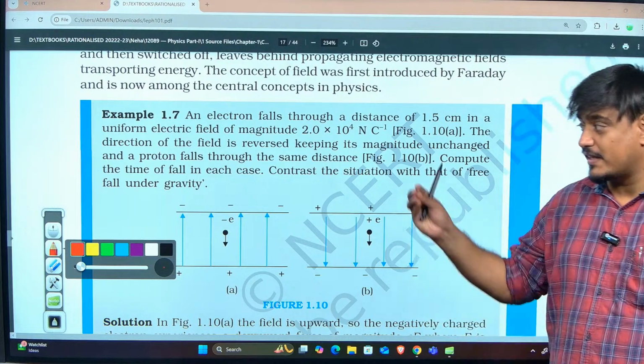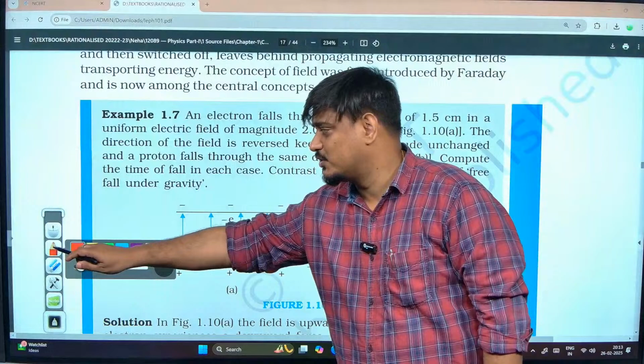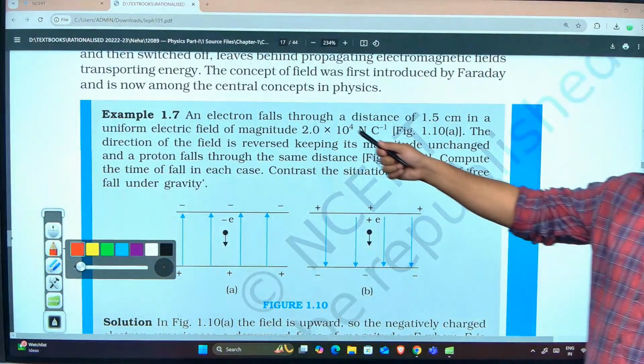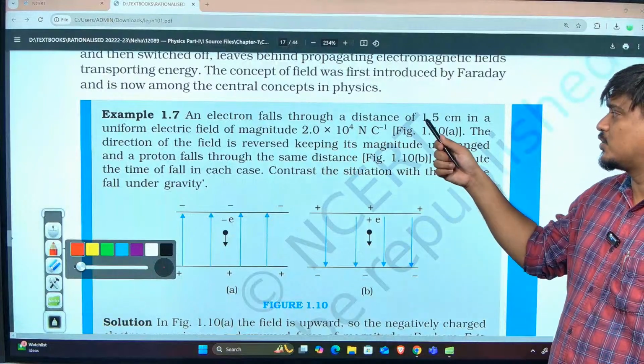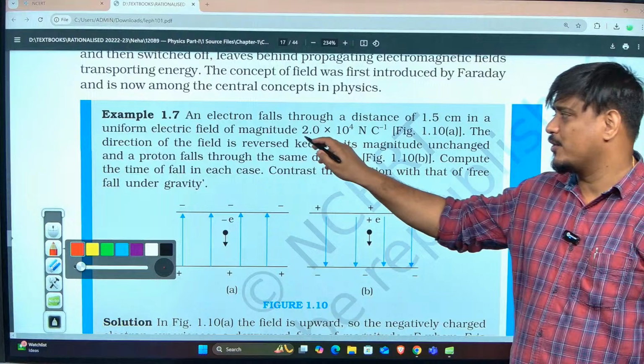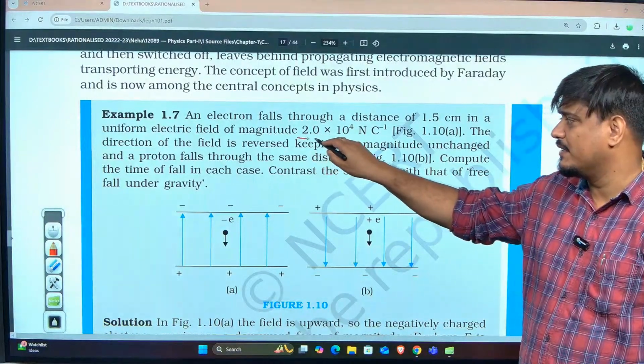2 minutes of your time. Interesting question. You should not make a mistake in this. So I am explaining to you what they are asking. Pay attention. They are saying that an electron falls through a distance of 1.5 centimeter in a uniform electric field of magnitude. So they have given the value of the electric field.